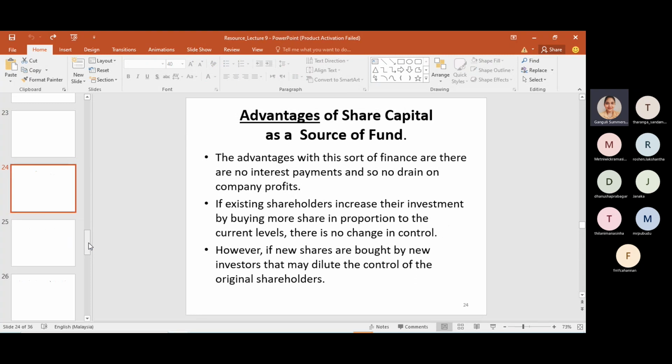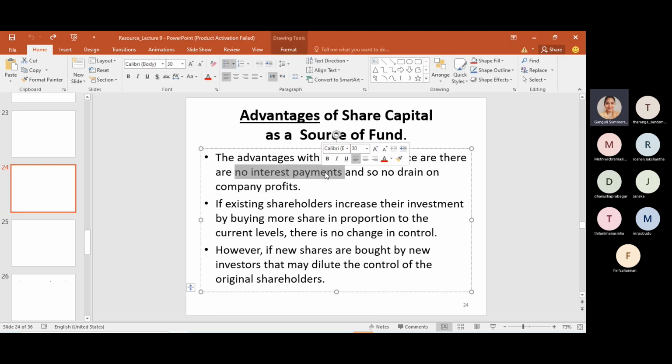Okay, so here are some advantages of share capital. The main advantage of share capital is that there are no interest payments. Share capital means the amount of money that you are getting from your investors, right? Investors don't give it as a debt with interest. So there is no interest payment for share capital. That is a really big advantage.